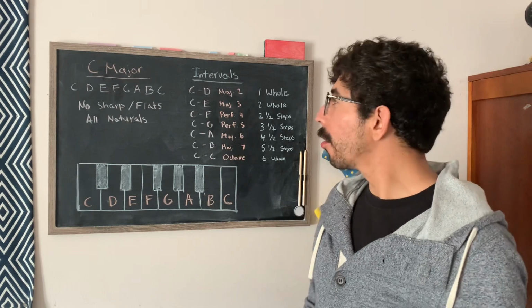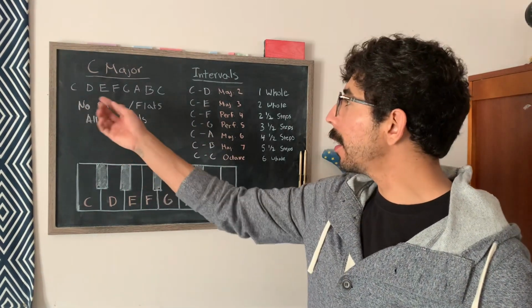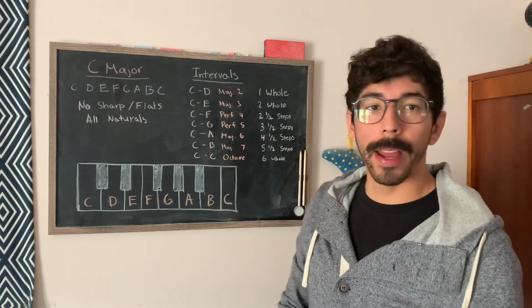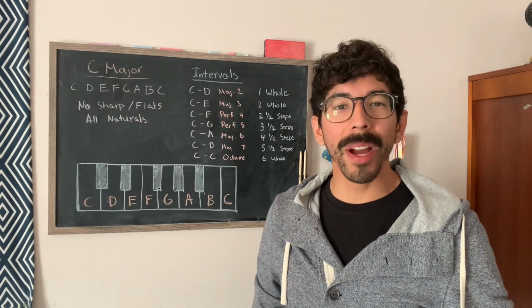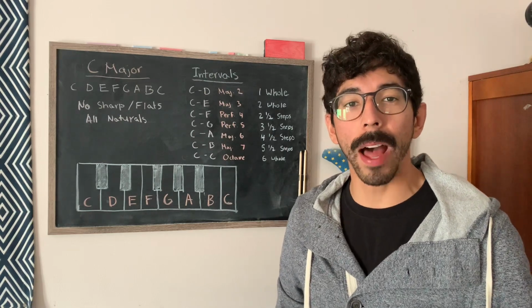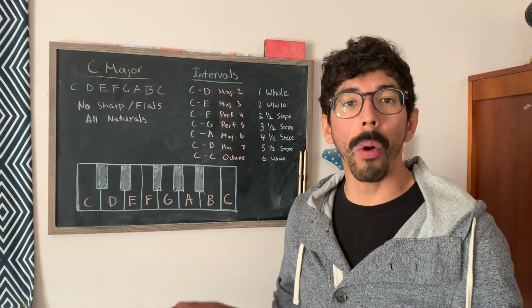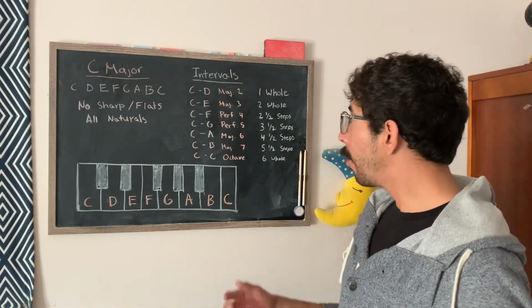Okay, so again, we're looking at the notes in the C major scale. They're composed of C, D, E, F, G, A, B, and back to C. The cool thing about C major is that it's the only major key that has no sharps or flats, which means that it only has natural notes, or all white keys. So now to go into intervals.